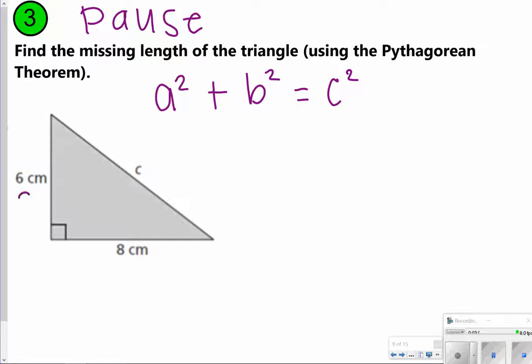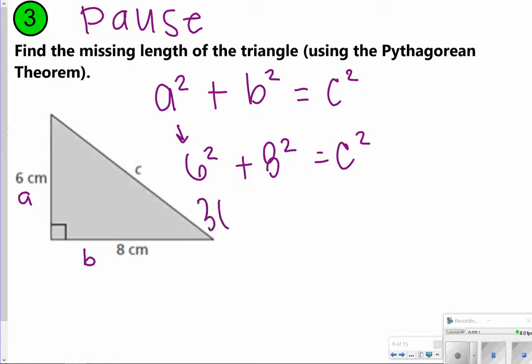Okay, so I said a was 6 and b was 8. So a squared is 6 squared, b squared is 8 squared, and c squared is a mystery. I know 6 squared is 36, that's 6 times 6. 8 squared is 8 times 8, which is 64. All that's equal to c squared.